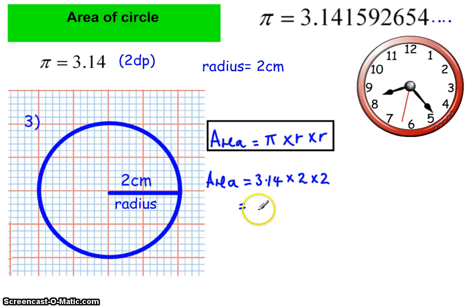When you input this into your calculator, you should get 12.56 centimeter squared. It's very important for you to state the unit. Area is the amount of square unit inside the shape, so it's cm squared. Here's a practice question. Please press pause and have a go.